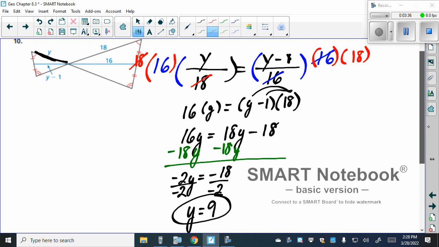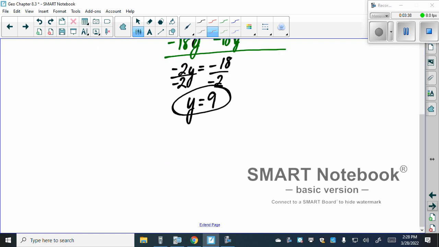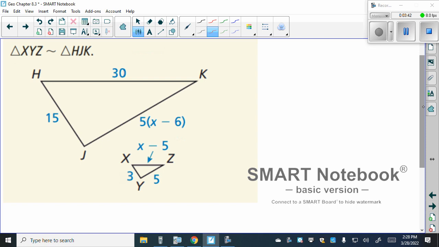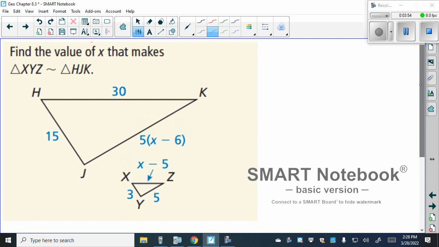Now, where we left off on Friday was this problem here, where we're using side-side-side similarity, where three sets of proportional sides, if they are congruent, then we can say the two triangles are similar. Now, we did one of these on Friday, but we need to find the value of x that will make these two triangles similar.